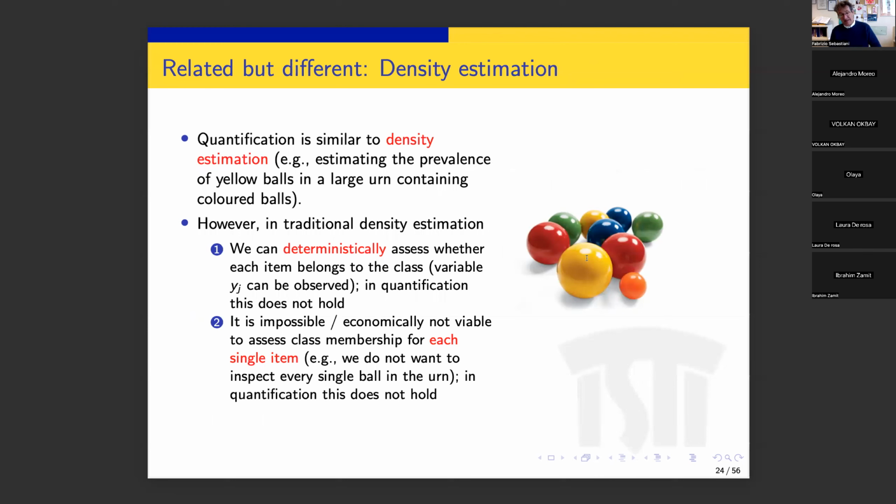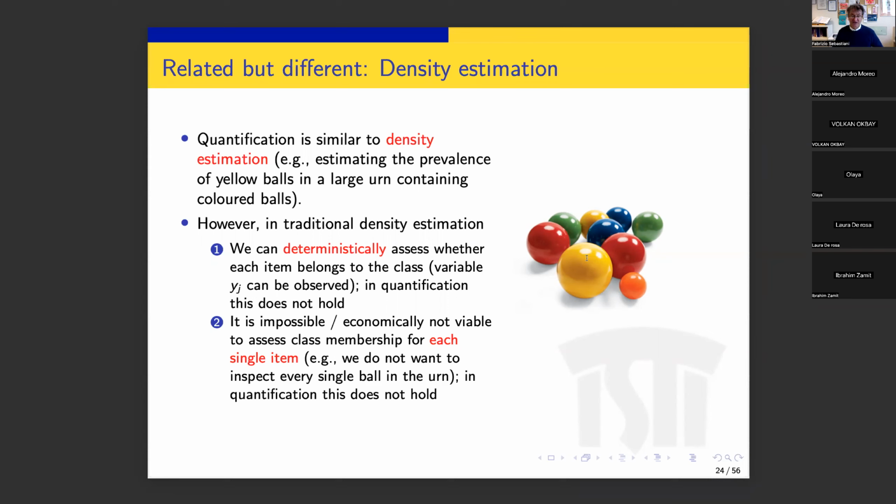Another discipline which is fairly similar is density estimation. Density estimation is, say, the task of, a typical example, estimating the prevalence of yellow balls in a large urn containing colored balls. This is a textbook example of density estimation. What are the differences? In traditional density estimation, we can deterministically assess whether each item belongs to the class. In machine learning terms, we could say that variable yj can be observed. If we extract a ball, we can immediately say that this is a yellow ball or that this is a red ball. In classification and quantification, this doesn't hold. We need a process of figuring out the class label of the individual.